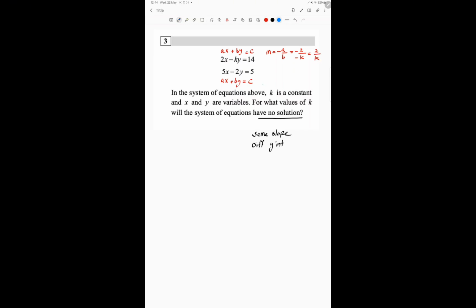And for this line here, we'll use the blue. M is equal to negative a over b, which means negative 5 over negative 2, which means 5 over 2. And finally, we can now equalize those two slopes to each other, which means I can say that 2 over k is equal to 5 over 2. So if we cross multiply, we will get 5k is equal to 4, or k is equal to 4 over 5. And that's going to be our answer.